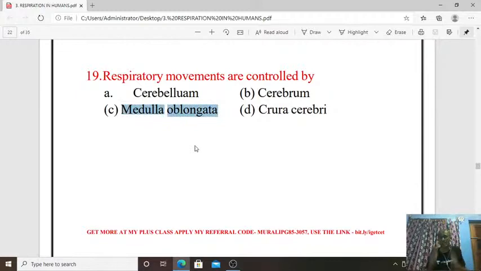If there is any damage to the medulla oblongata during emergency condition or accidental phenomena, definitely that person is going to die because the respiration rate will alter. So medulla oblongata is one of the important parts that controls the rhythm of respiration. Okay. So the answer is C for the 19th question.